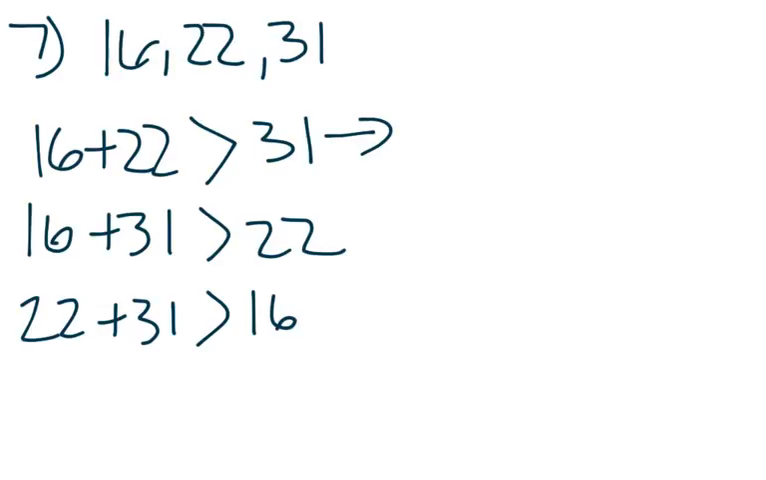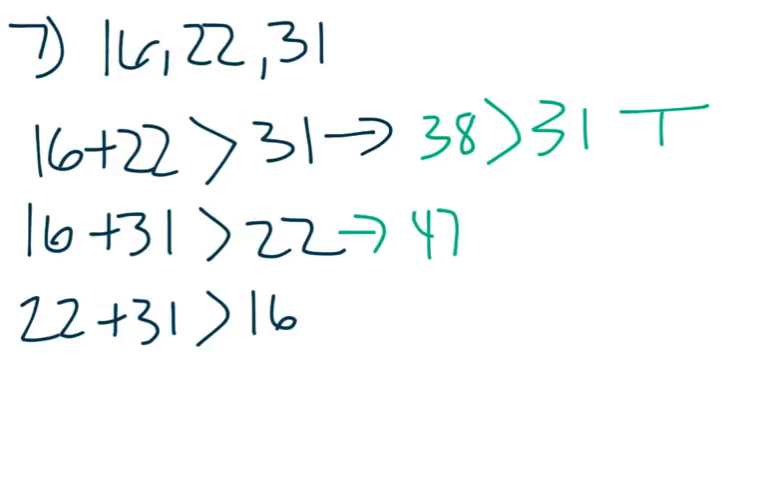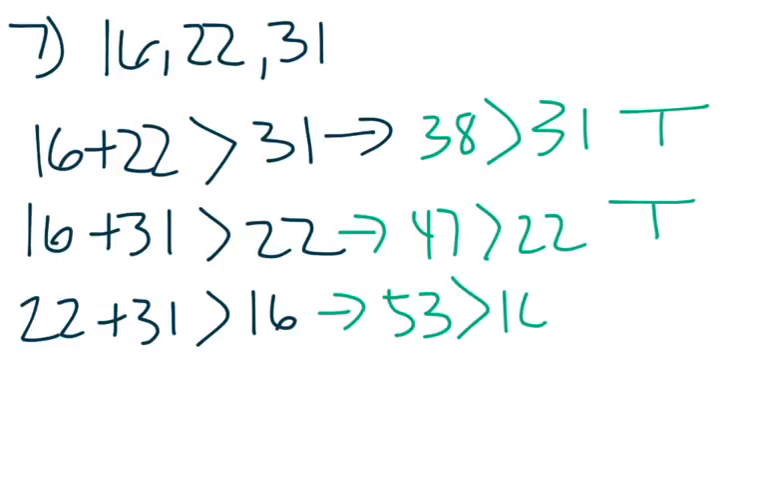So 16 plus 22 is 38, and that is in fact greater than 31. That's true. 16 plus 31 is 47, and that is greater than 22. That's true. 22 plus 31 is 53, and that is greater than 16. True. So the answer is yes, we can make a triangle with these three sides.